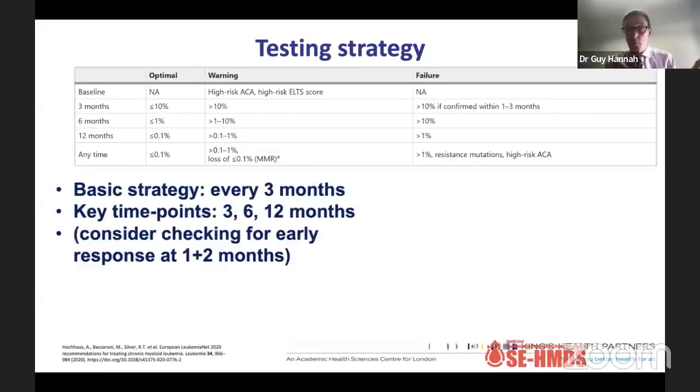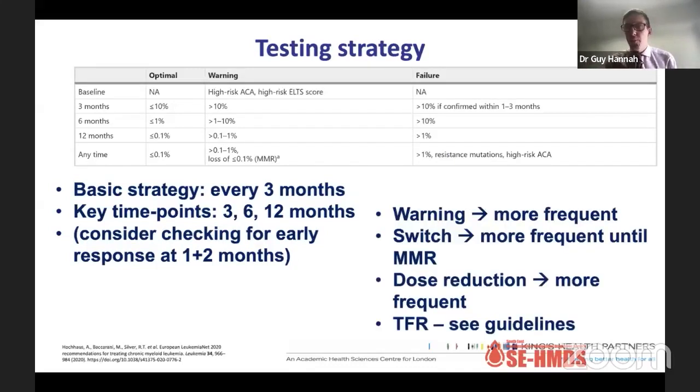So how often should we be monitoring you? Essentially, every 3 months is the basic strategy. And every 3 months for quite a long time, unless you're really, really stable. Key time points, as I said, 3, 6, 12 months. That's when we really want to know how you're doing and get people into boxes. We can check early response, not always in all patients. Key thing is that we can increase that monitoring if we're not quite happy with where those numbers are.